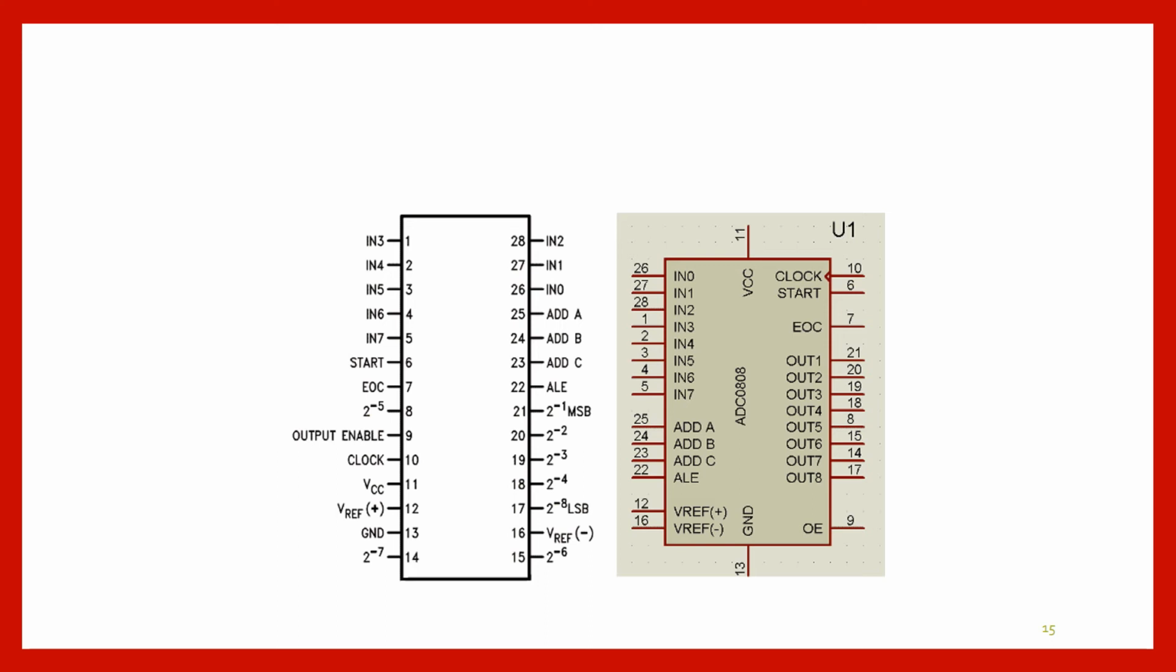We are not taking 2 raised to minus 0. So from 2 raised to minus 1 to 2 raised to minus 8, these are 8 pins from MSB to LSB, nothing but out 1 to out 8. So total 8 pins are there. And ADD-A, ADD-B and ADD-C, these are 3 address pins for selecting the respective channel. So this is altogether the 28 pin diagram of the ADC and associated function. So we mentioned, as a part of our session, what the pins and respective functions are. So this is an overview.